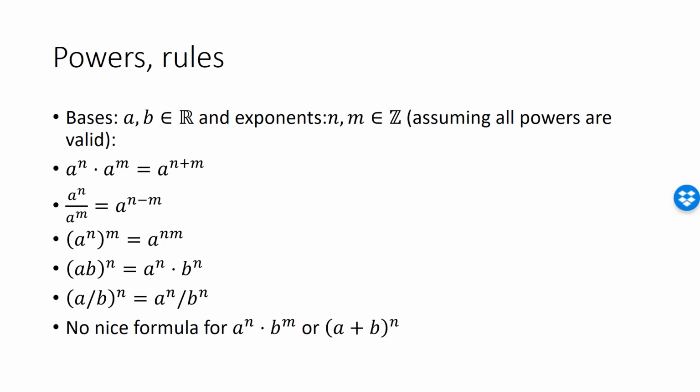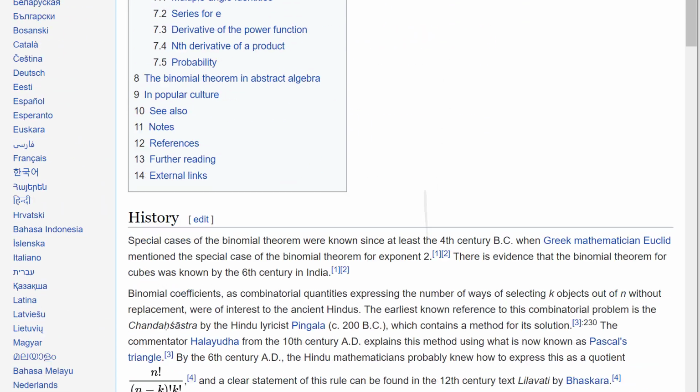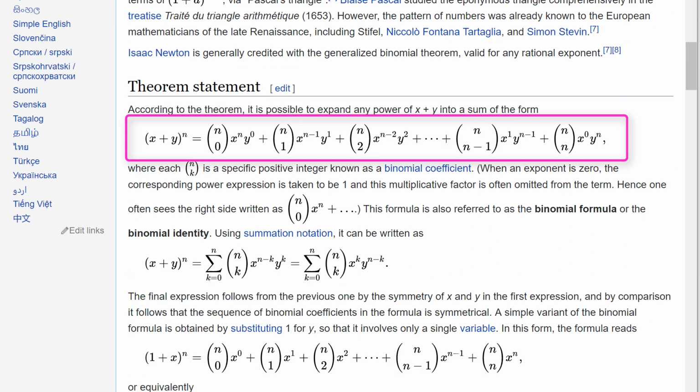If you have a product of two powers and neither the base nor the exponent is the same, then you cannot simplify the expression. Also, if the base is a sum, then there is no nice formula for such an expression, with emphasis on nice. There is a formula, sometimes called the binomial theorem, but it's not a trivial formula.